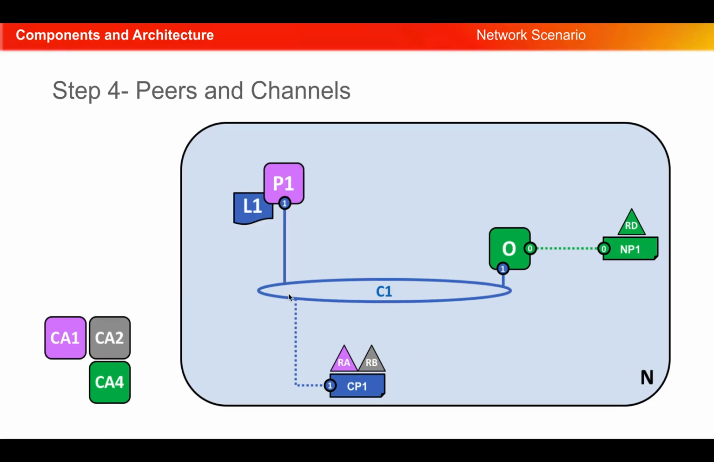Here we are adding one peer to the channel. As you can see here, peer 1 is again facilitated by certification authority 1 to get the certificates to identify itself, that node, to the channel. And this is governed by organization A.